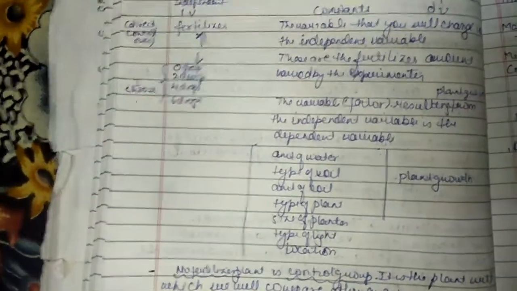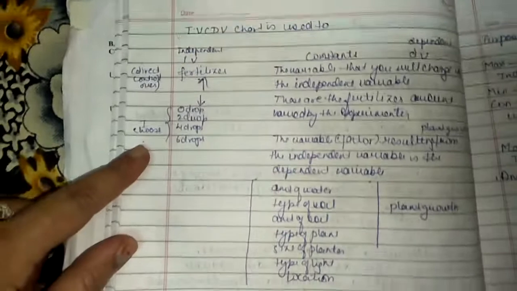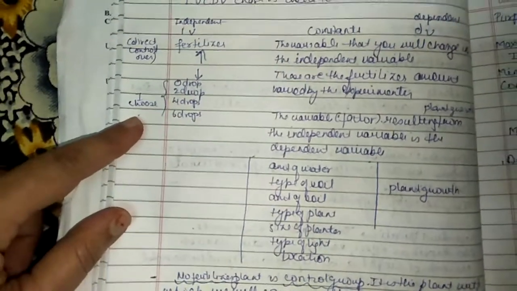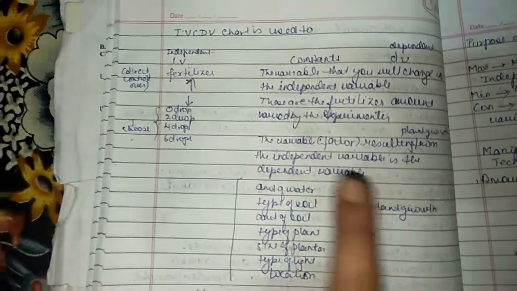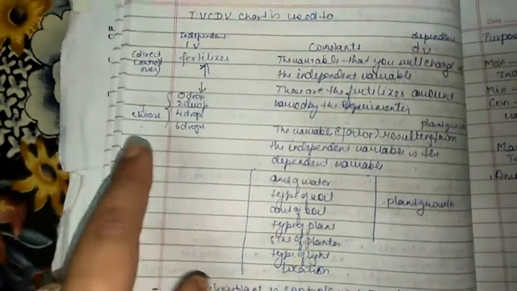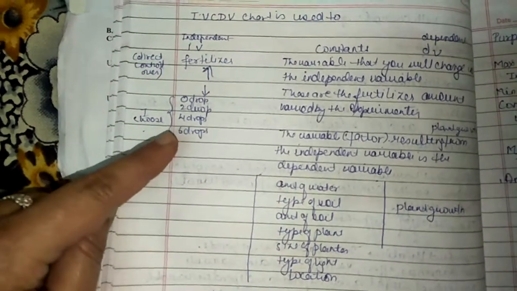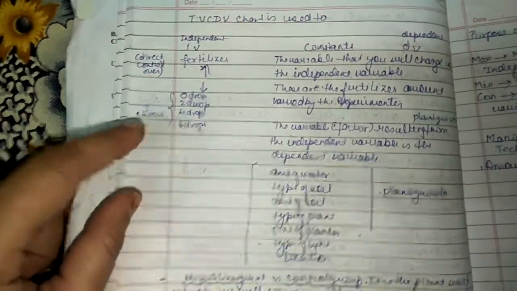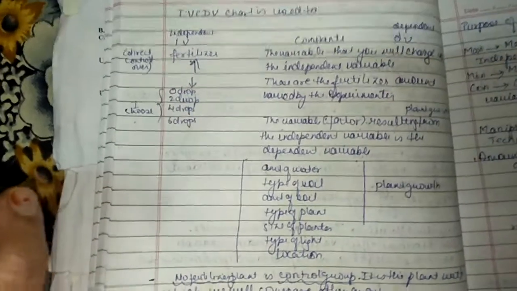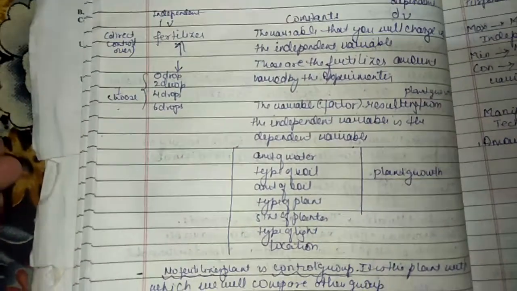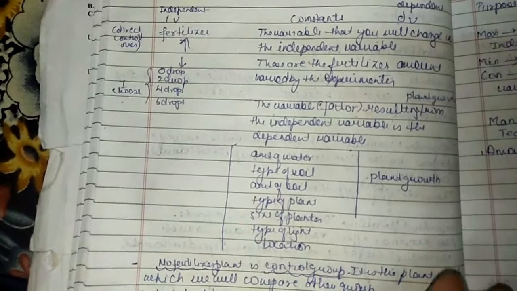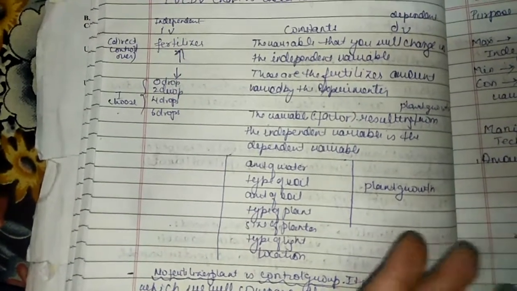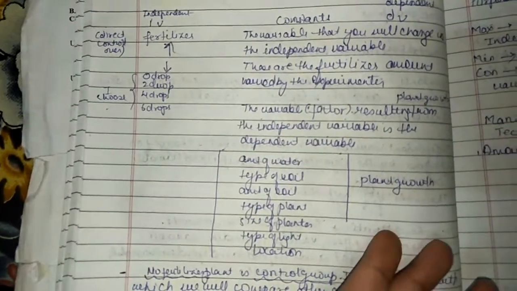So through this experiment or through this particular example, we are trying to understand the relevance of independent variable and dependent variable and constant variables. So we can conclude that the fertilizers are independent variables because they can be manipulated, they can be controlled by an experimenter, and the effect of these fertilizers is being studied through the effect of these on the growth of the plant.